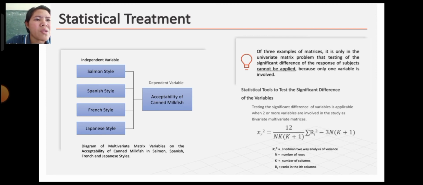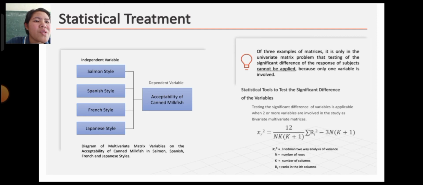Okay, of the three examples of matrices, it is only in the univariate matrix problem that testing of the significant difference of the response of subjects cannot be applied because only one variable is involved. Okay, statistical tools to test the significant difference of the variables. Testing the significant difference of variables is applicable when two or more variables are involved in the study, as in bivariate and multivariate matrices. Okay, we have a formula here.